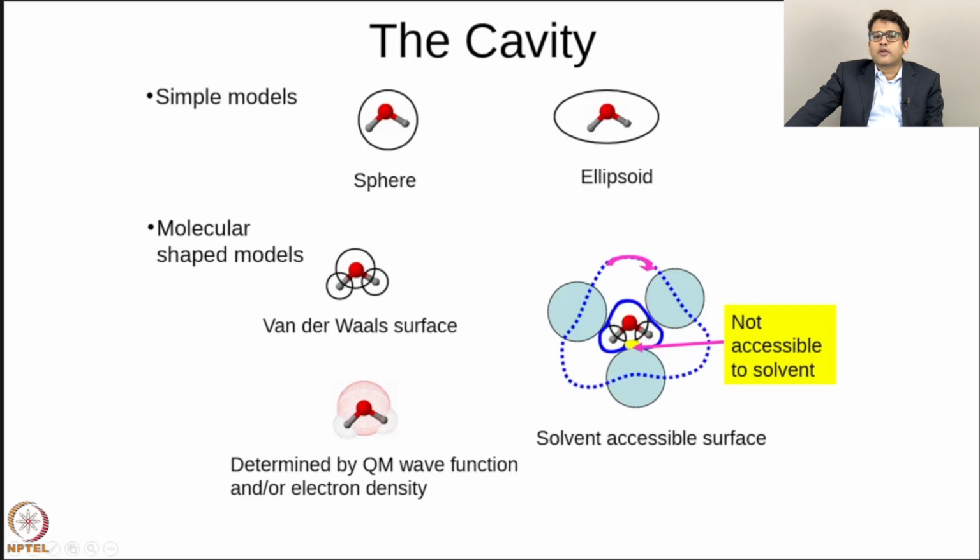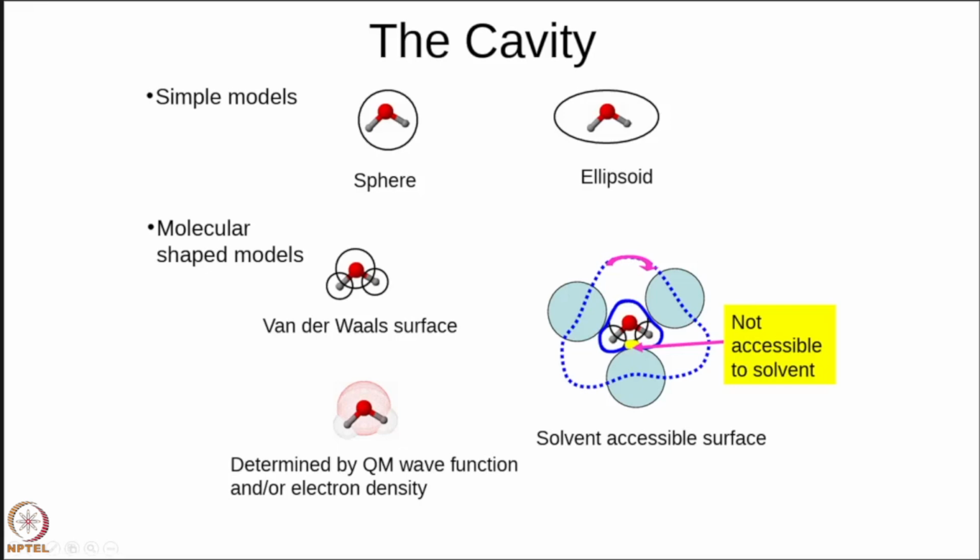Now, you will hear these 3 terms: van der Waals surface, solvent accessible surface, and solvent excluded surface. Just to make it clear, the van der Waals surface is a surface constituted by the van der Waals radii of the particular atoms. If I do this, that essentially means that the space in between these radii, like this place here, cannot be accessible to the solvent. So, these are called the solvent excluded surface.